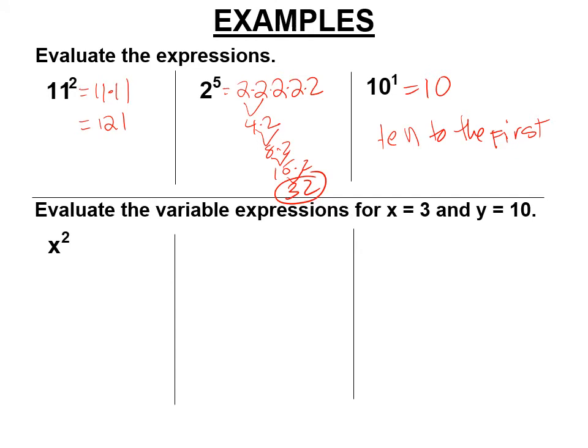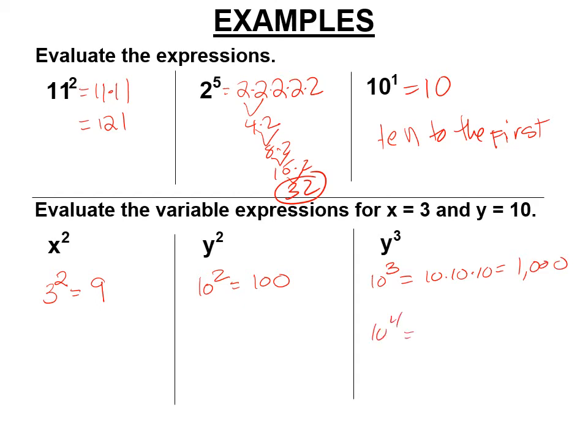Evaluate the variable expressions. Now we have variables x and y. x equals 3. So x squared becomes 3 squared, which is 3 times 3, which is 9. y squared, y is 10. 10 squared is 10 times 10, 100. y cubed becomes 10 cubed, which is 10 times 10, which is 100, times another 10 is 1,000. And so on. We're going to do 10 to the fourth. You would add another 0 and get 10,000. And so on is how the powers of 10 work.